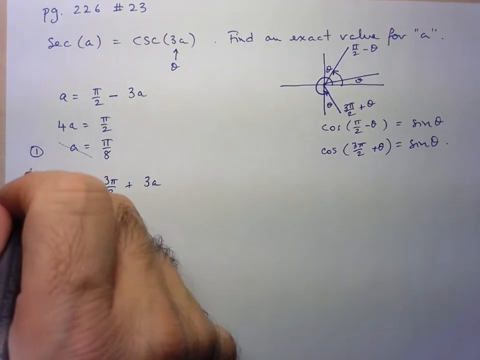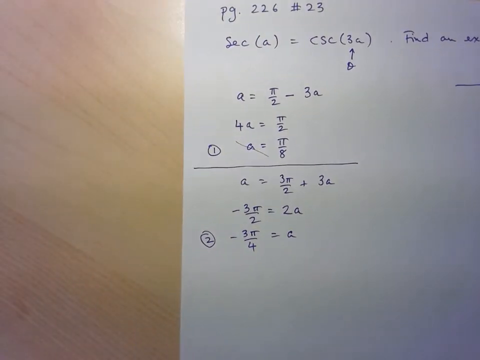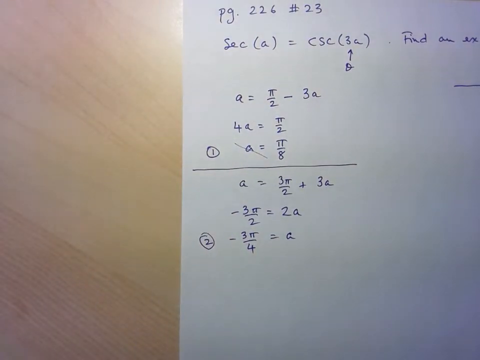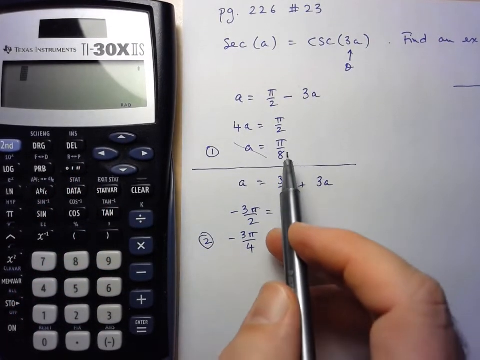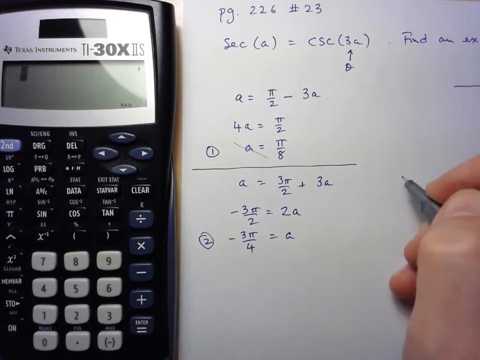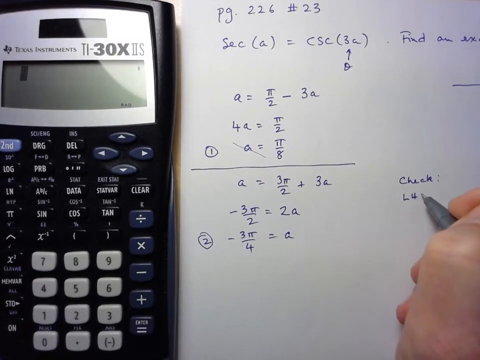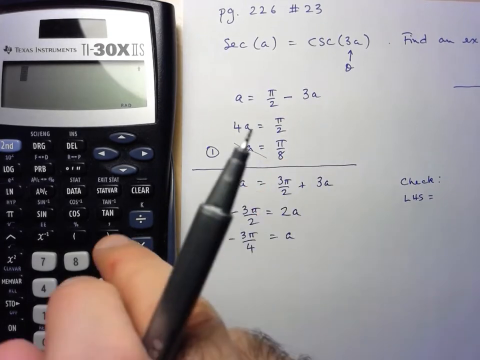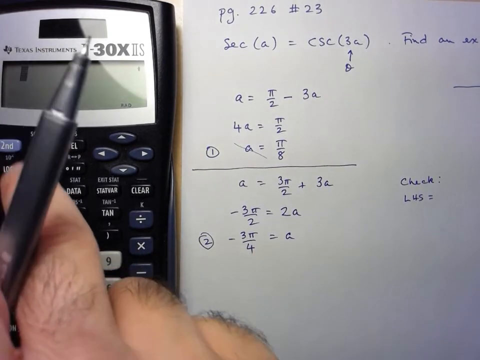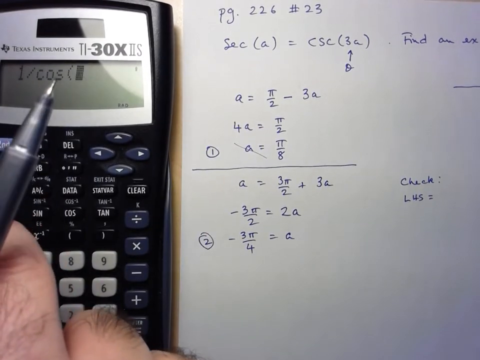Now it does ask us to check our answer, so I'll do it for one of these just so that you see how it could be done. How does one check an answer to an equation? You just stick it into each side and make sure those sides are equal. I'll use the easier one, pi over 8. If I do the left-hand side, it's just the secant of pi over 8. Secant is 1 over cosine, so 1 divided by cosine of pi over 8.